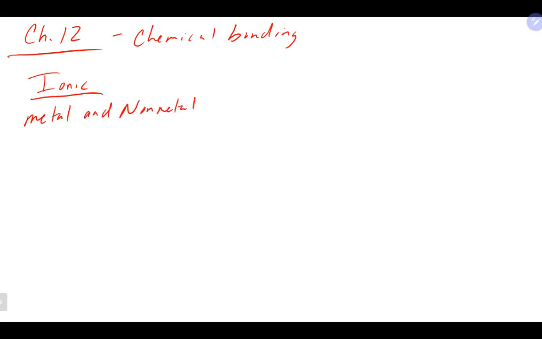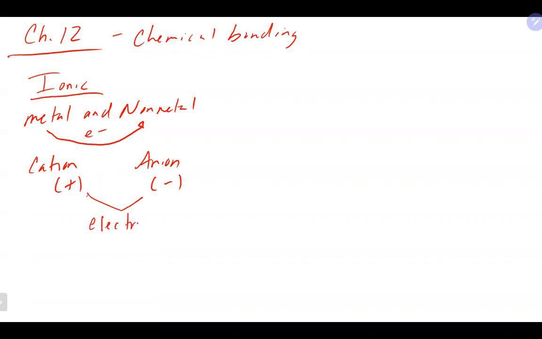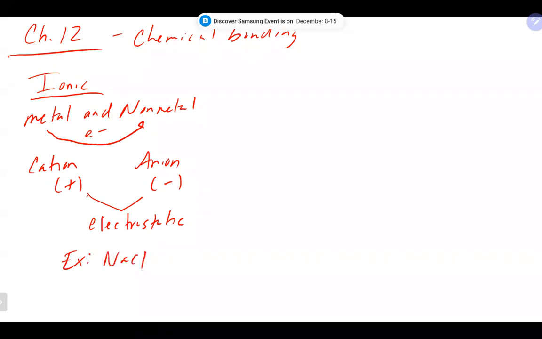Remember that in ionic bonding, we form ions. As we talked about, it is usually the metal that will transfer those electrons to the non-metal. That creates a cation that is positively charged and an anion that is negatively charged. It is that electrostatic attraction that holds those ions together. And again, the larger the charges, the stronger the attraction is. Sodium chloride is an example of that.